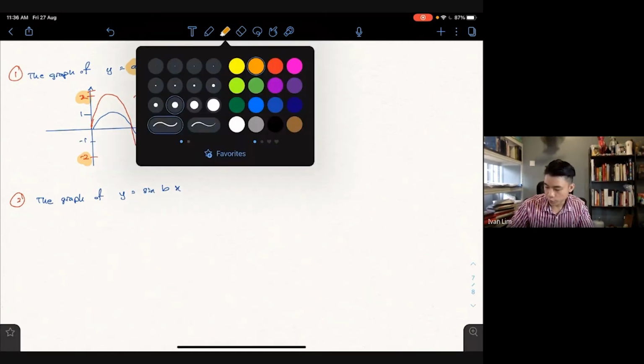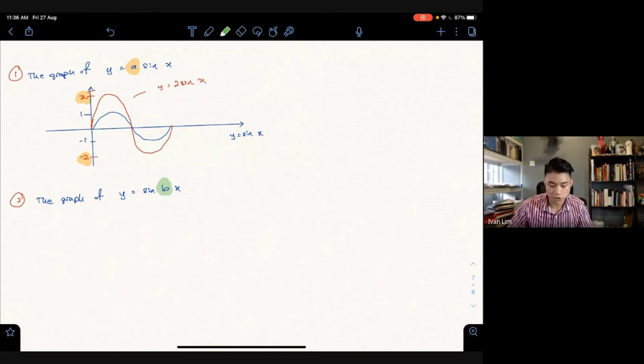Now I want to put the integer, the value, inside the angle there, sine bx or cos bx. I want all of you to try right now. Go back to your Desmos. Now take away the 2 in front. Instead of putting 2 sine x, now you all put sine 2x. Okay, sine 2x. It looks a bit more complicated right now.